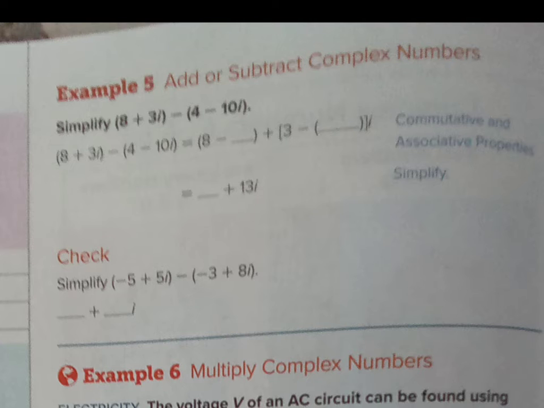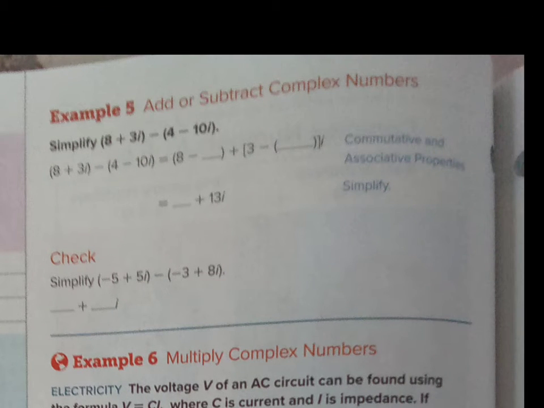Alright, here we go. This is easy stuff. Add, subtract complex numbers. Easy stuff here. Basically, all you're doing is combining like terms. Please watch out for your signs, though. Alright, so we're saying 8 plus 3i minus 4 minus 10i.